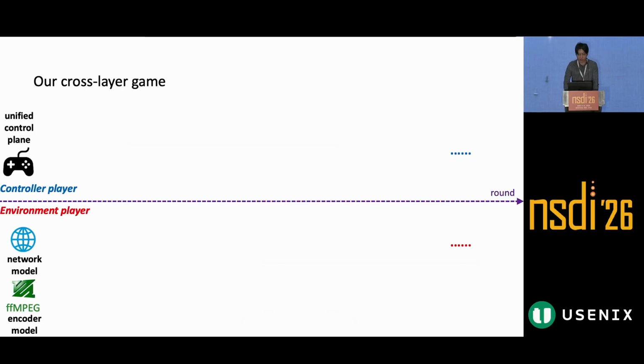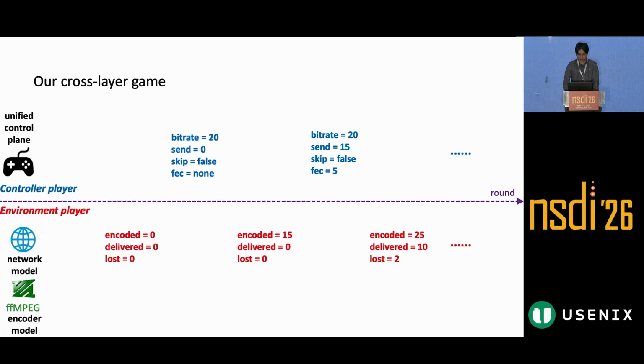So concretely, our game is more complex than a standard formulation. It treats components of the video streaming system as a unified control plane, and the game is also partially observable. On the controller's turn, it selects the bit rate, sending rate, whether to skip the frame, all these actions. On the environment's turn, it will update the encoder output and network state, like delivered bytes and lost bytes. However, the environment also has latent states that the controller cannot observe or act on.